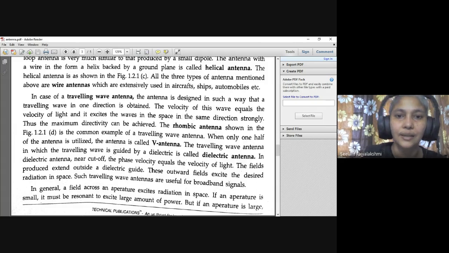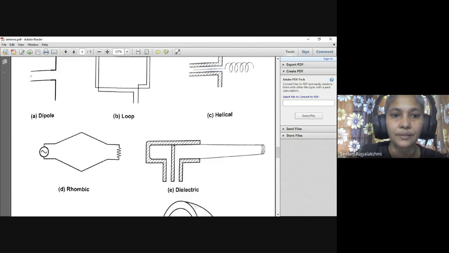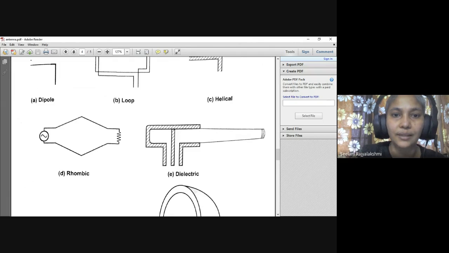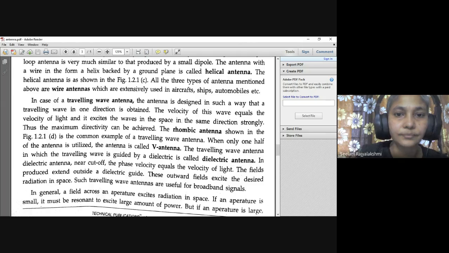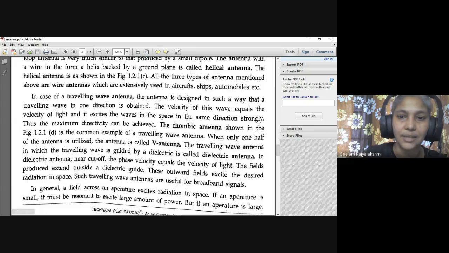So here we will see rhombic antennas. This is the rhombic antenna, or we can say it is a V antenna. So these are traveling wave antennas.